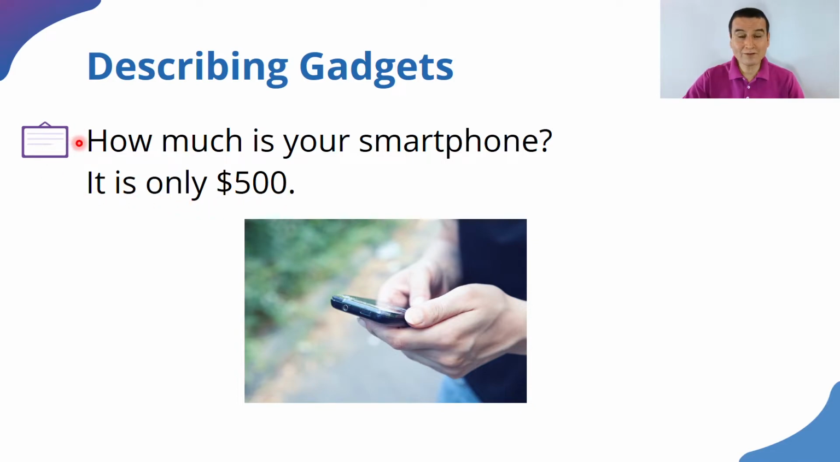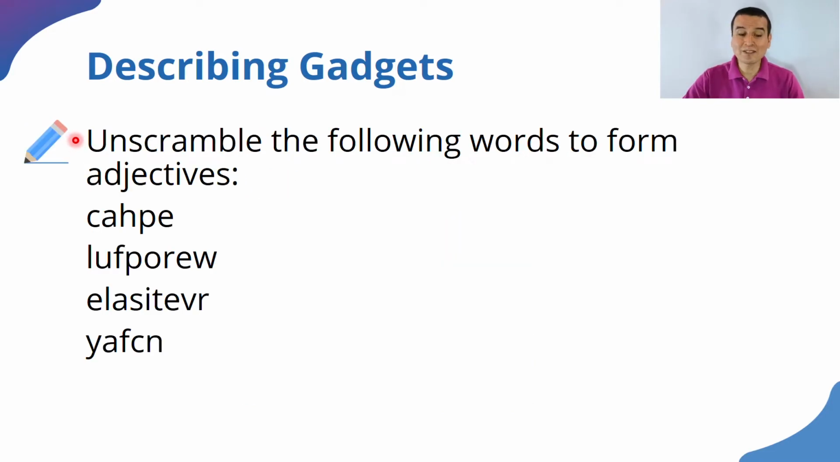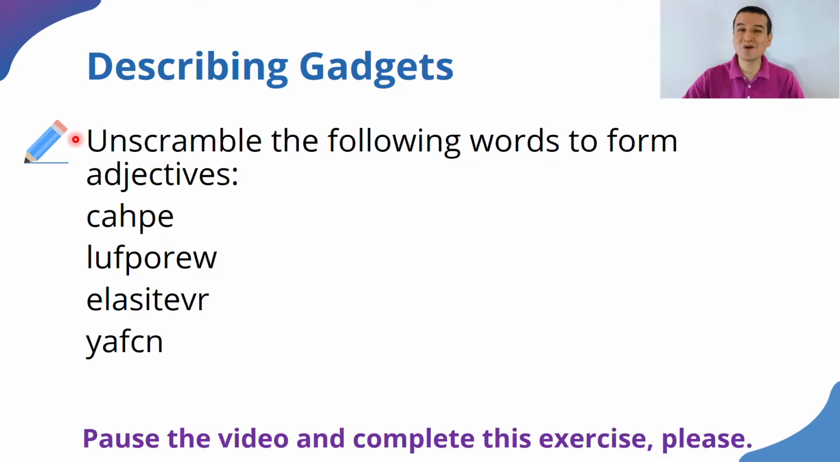Good. So with all that information, I have some practice activities for you. Are you ready? The first one is very simple. It says, unscramble the following words to form adjectives. You already know that, to organize the letters to form adjectives. They're a little tricky, but I'm sure that you can do it. So now you are going to pause my video, complete the activity, and when you have your answers, you resume the video and you can check your answers against mine. All right? Pause my video, complete the activity, please.